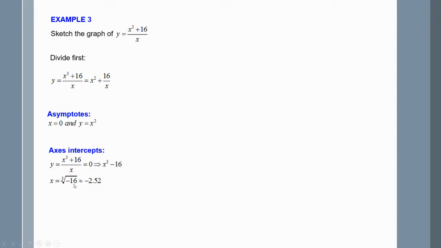So x is cubed root of negative 16, and that's the approximate value. Again, no y-intercept, x cannot be 0. It is a vertical asymptote. Stationary points, differentiate here 2x minus 16 on x squared, put back on one line, and equal to 0. So x cubed equals 8 and x equals 2. There is one stationary point.